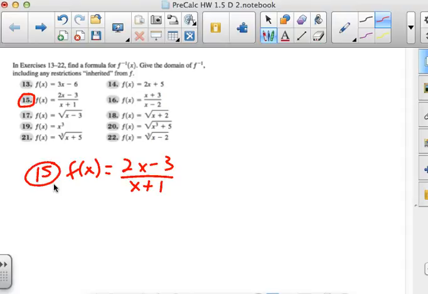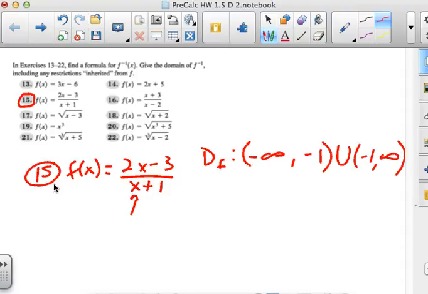And so what you would do is you would say, all right, well, first of all, I know there's going to be a vertical asymptote at x equals -1. So I can't use -1. It would make it a 0 in the denominator. So the domain of f has to leave out that -1. So negative infinity to -1, hop over, and go from -1 to infinity.